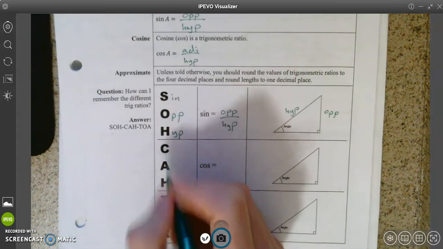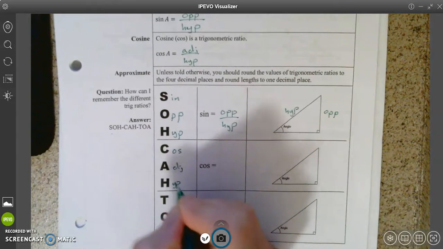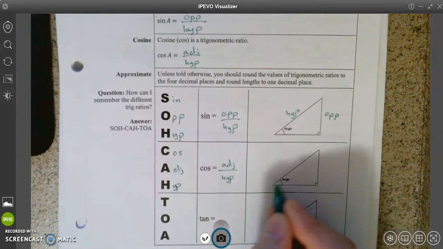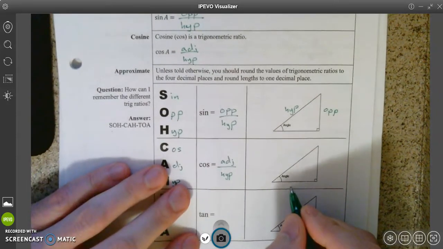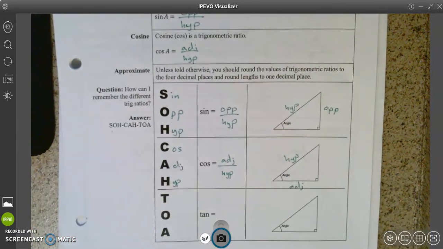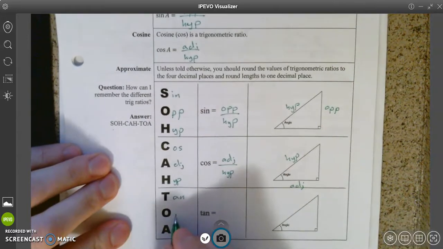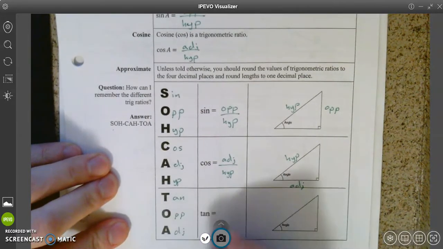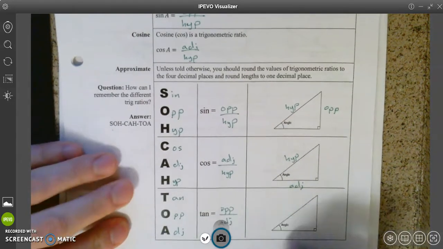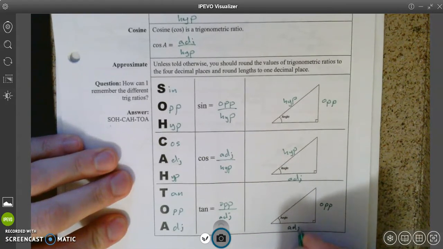Cosine is adjacent over hypotenuse. So if this is our reference angle, then adjacent is down here, and hypotenuse is here. Those would be the two sides that we would use to find that. And then tangent, TOA, is opposite over adjacent. So if this is my angle and I'm finding tangent of that angle, I would find opposite over adjacent.